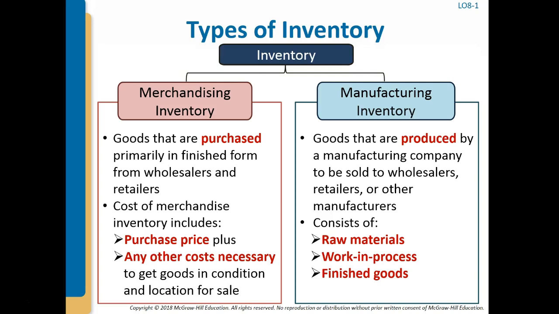The cost of merchandise inventory includes the purchase price, plus any costs necessary to get the goods in condition and location for sale. While for manufacturing inventories, unlike merchandising companies, they manufacture or produce the goods they sell to wholesalers, to retailers, or other manufacturers. Inventory for a manufacturer consists of raw materials, work in process, and finished goods.